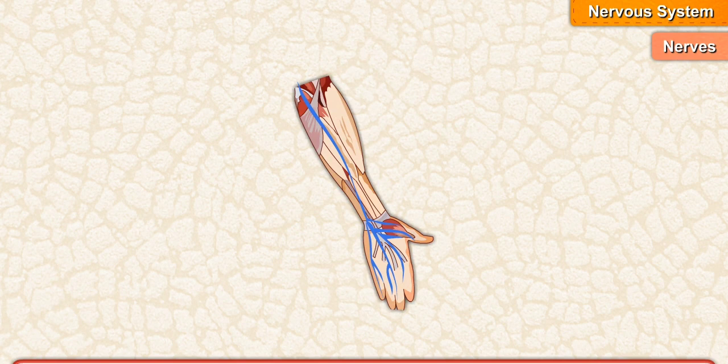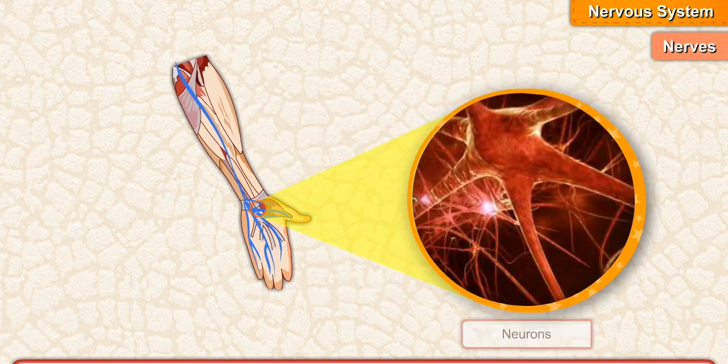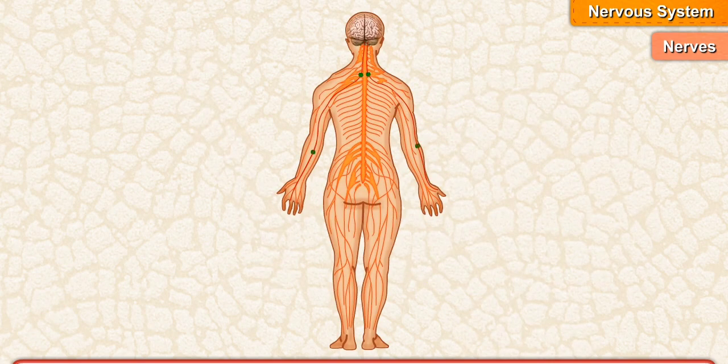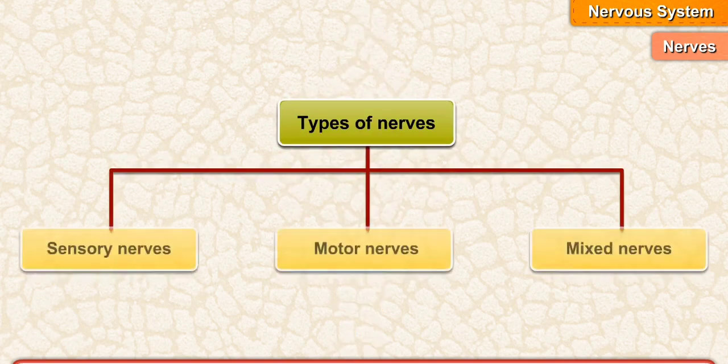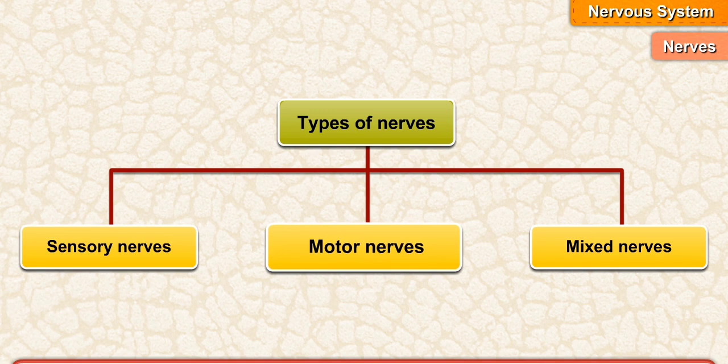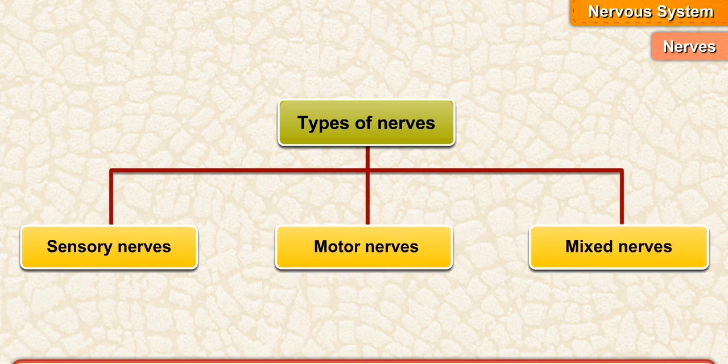Nerves. Nerves are made up of nerve cells called neurons. Nerves run throughout the body. They carry messages between the brain and the rest of the body. There are 3 types of nerves: sensory nerves, motor nerves, mixed nerves.